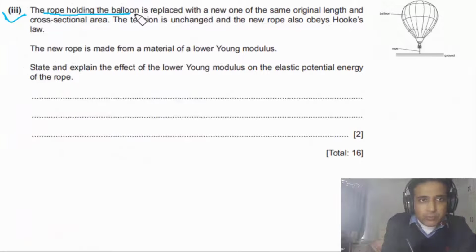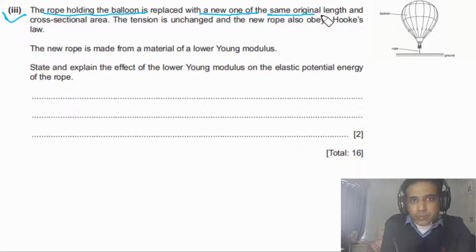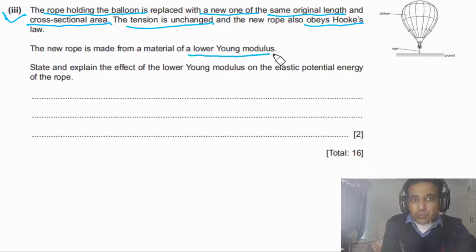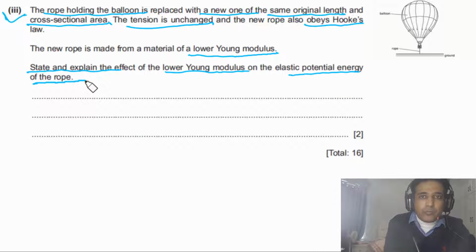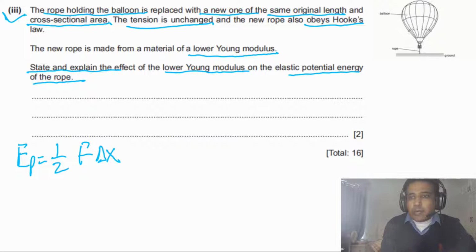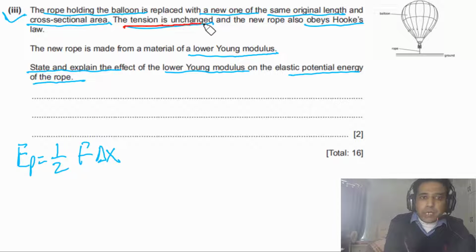Question says the rope holding the balloon is replaced with a new one of the same original length and cross-sectional area. The tension is unchanged and the new rope also obeys Hooke's law. The new rope is made from a material of a lower Young modulus. State and explain the effect of the lower Young modulus on the elastic potential energy of the rope. We have already discussed that elastic potential energy is equal to 1/2 F times delta X, and F is the tension in the rope, and in the question it is given that tension is unchanged. It means this F is unchanged.